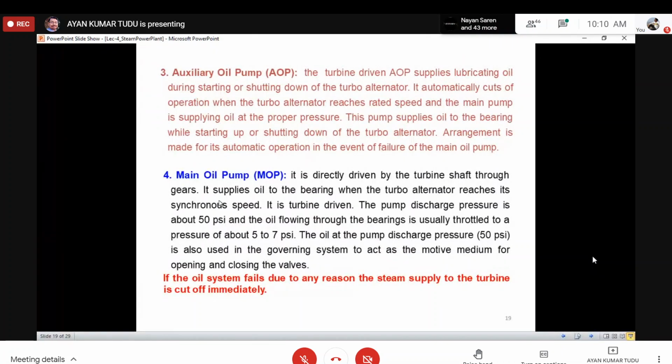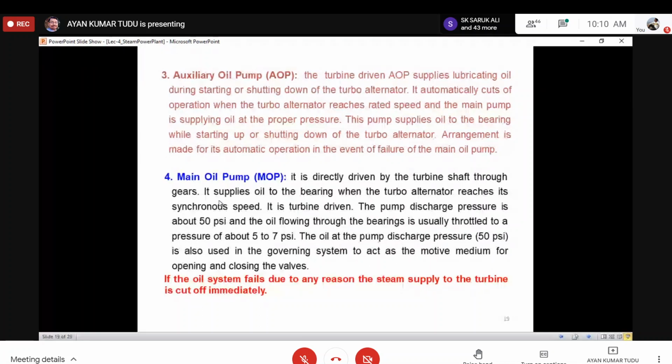So when it completely stops, there is a tendency of the turbine shaft to deflect or warp. Why is it warping? Because the heat inside the turbine casing tends to concentrate in the top half of the casing, thus making the top half portion of the shaft hotter than the bottom half, because of which the shaft could warp. Warping means it will be bending slightly.